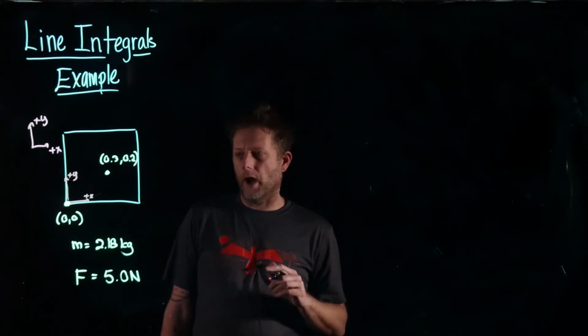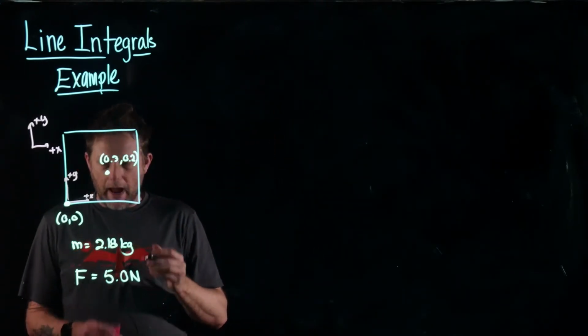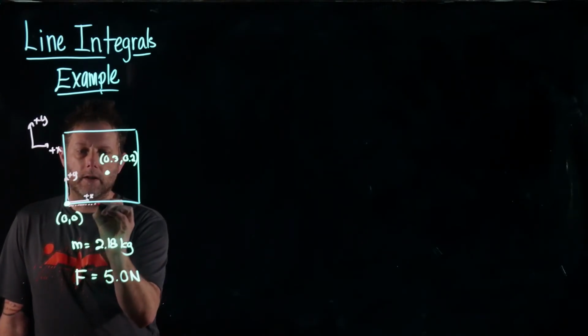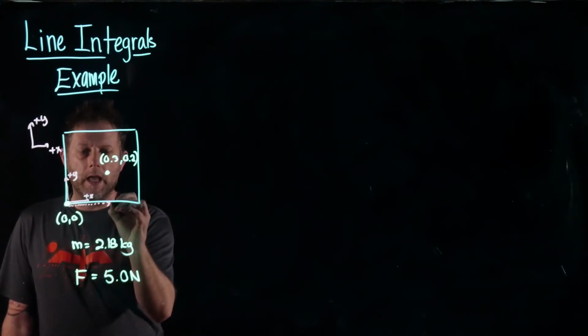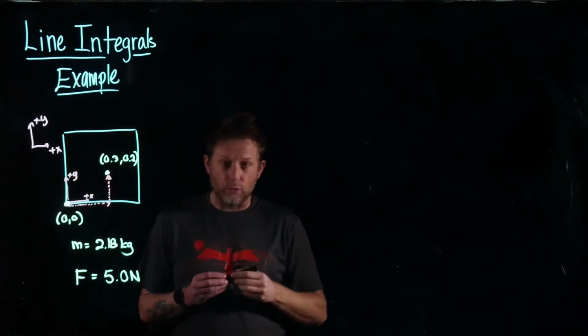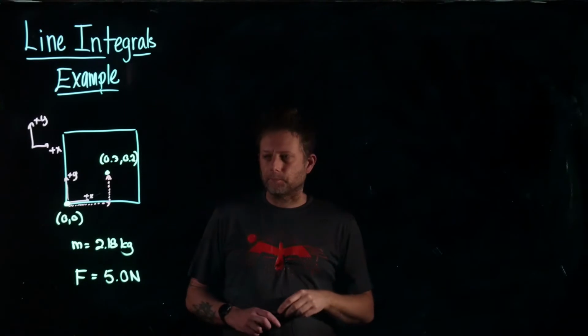0.2 meters in y. And we're going to take a path such that we move it along x first, and then we move it along y. So we split it into two segments. All right.